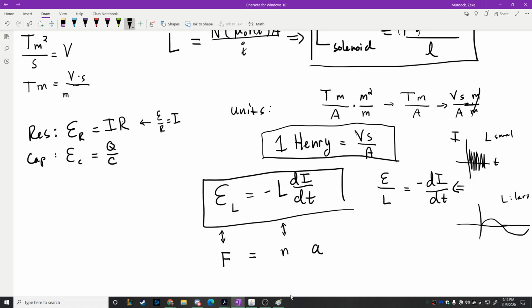Mass, that's right. Moment of inertia is a perfectly good example, but then you'd just be doing torque equal to I alpha. Either way you want to think about it, I think mass is the easiest thing to think about. This is your F equal ma for electricity and magnetism. So inductance is similar to mass, right? Inductance is similar to mass, and it's similar to mass in the following sense.